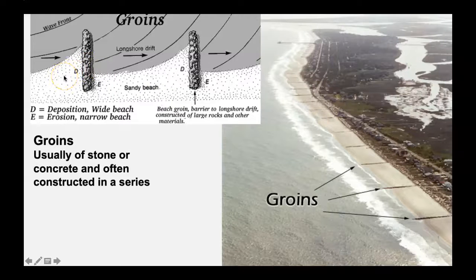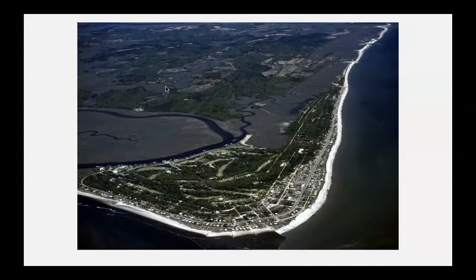So in practice, here are the groins, these hard structures, usually like piles of rock or chunks of concrete, and the wave fronts are coming in. The longshore drift is to the right, and D stands for deposition. That's where there's deposition, and then behind them is going to be erosion. So you have to put more than one, because down the beach there's always going to be erosion, so you've got to trap more sand.